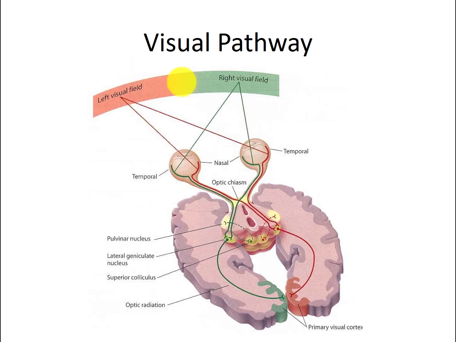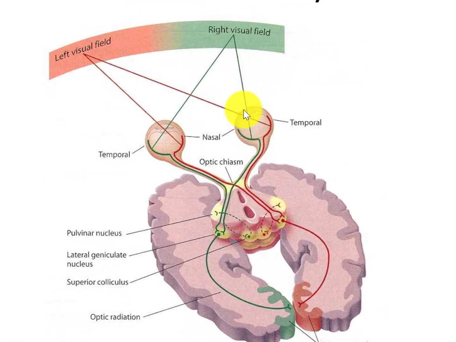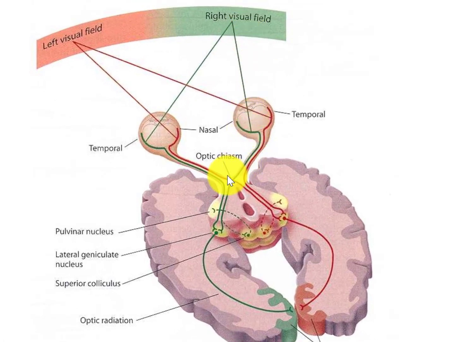Here's another image showing the same thing. You can trace it. Right visual field hits here, nasal crosses over, contralateral, hits here, temporal, stays ipsilateral. Left, nasal, contralateral, left temporal, ipsilateral.